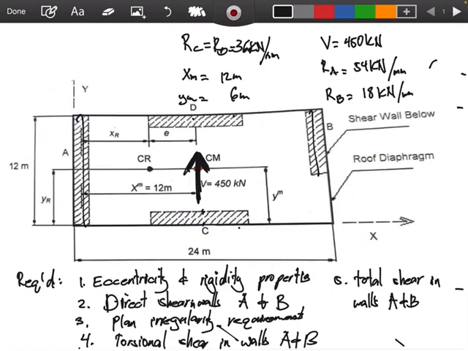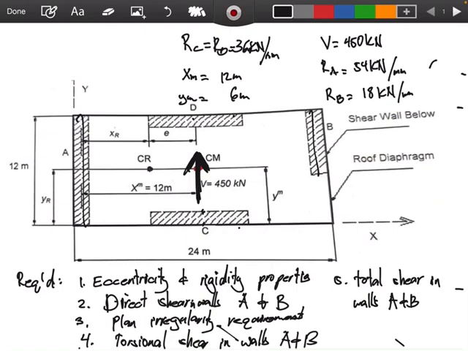The following information is given. The design base shear is 450 kN. The rigidity of the walls are given. For wall A, it is 54 kN per millimeter. For wall B, it is 18 kN per millimeter. And for wall C and D, it is 36 kN per millimeter.